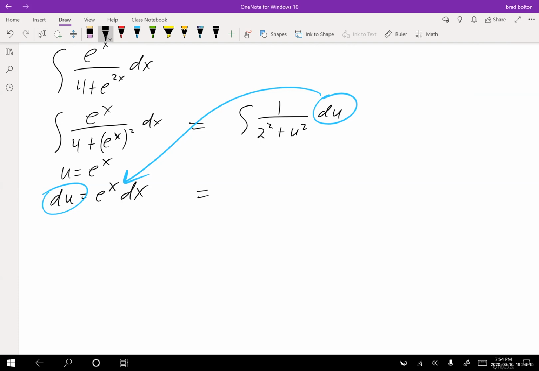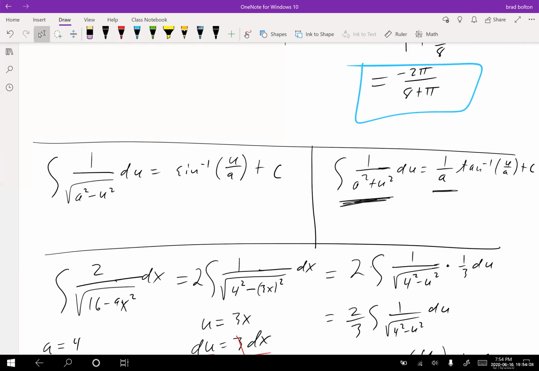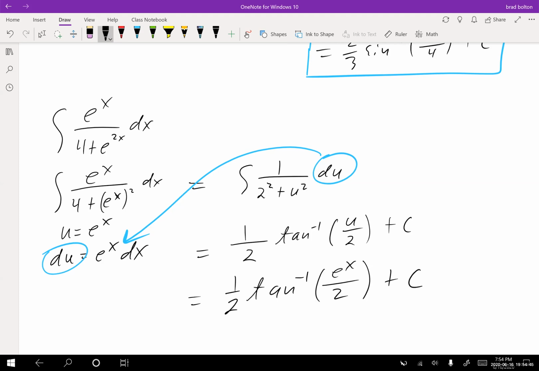So then I do 1 over a. So this is going to become 1 over 2, because a is 2, times the tan inverse of u over a, right? Let's see up here. Oh no, I'm sorry. Yeah, u over a. So then u is actually what? e to the x? I'll write it as u over 2 plus c. But then you guys know that we can't leave it in terms of u. So this will become e to the x over 2 plus c. And that will be it. So 1/2 arctan of e to the x over 2 plus c.